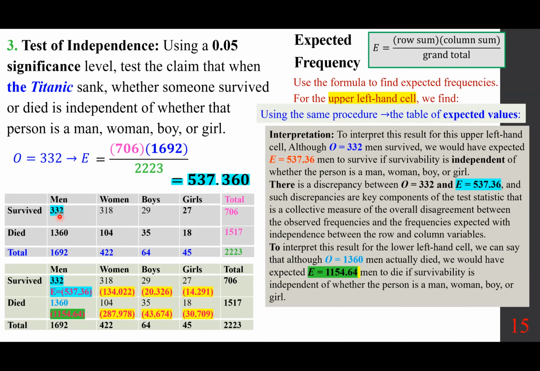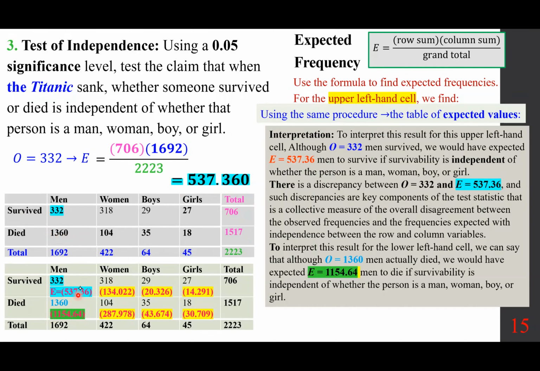Based on what we know, for example, as we look at this table, 332 men survived. Based on this calculation, if everything was independent, we would have expected a lot more, 537.36. That's the concept. How many died? The number of deaths for men, 1,360. It should have been less. It should have been 1,154.64, again, if they were independent. That's the meaning of that.